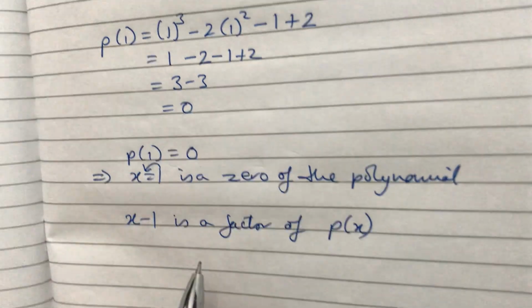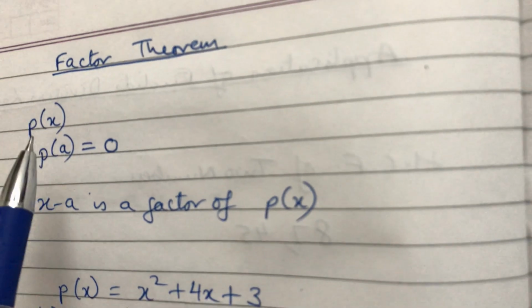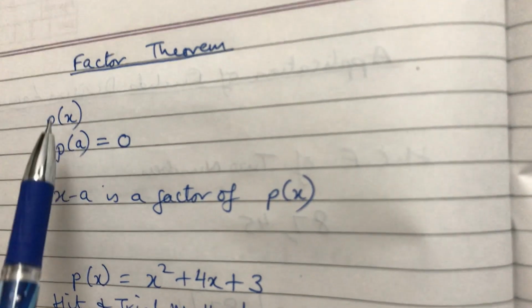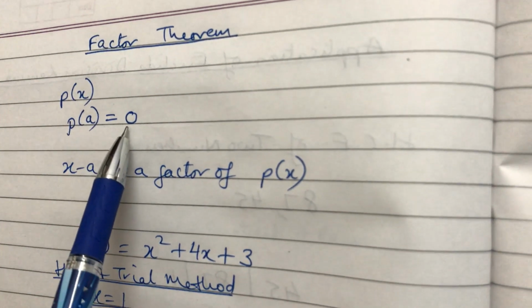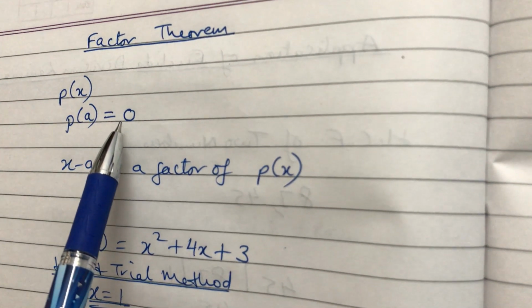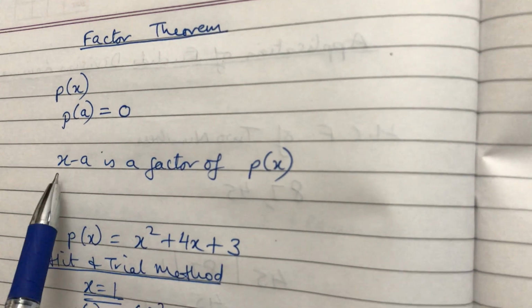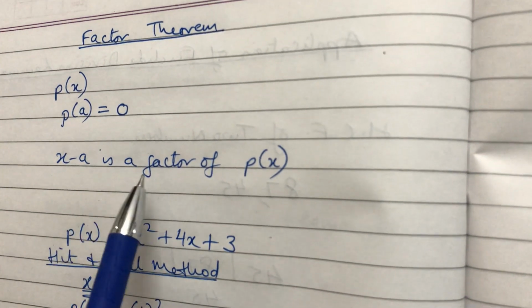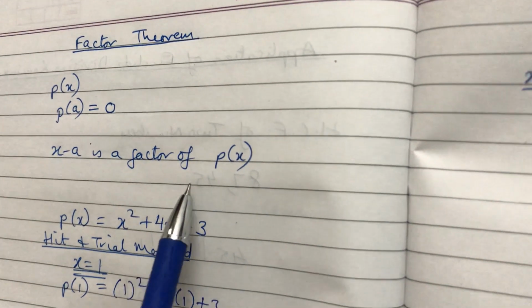So, coming back, if you have a polynomial p(x), for a certain value of x equal to a, at p(a), if this polynomial becomes 0, that means x equal to a is a 0 of the polynomial. We transpose a to the other side, then x minus a is a factor of p(x). This is the factor theorem.